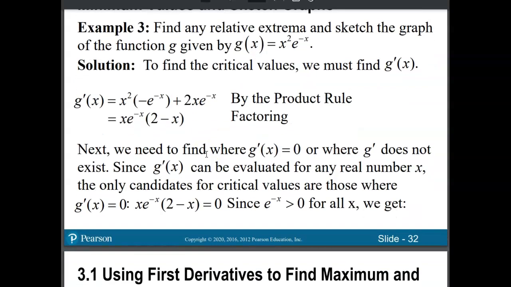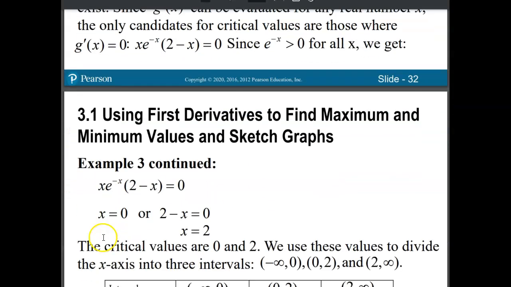All right, so next we need to figure out where this derivative is 0 or where it doesn't exist. It equals 0 when x equals 0, or when x equals 2. This other thing won't ever equal 0. That's always a positive number, so that will never give me any solutions for my critical points. So we can ignore the e to the negative x part. You set x equal to 0, you set 2 minus x equal to 0, so 0 and 2.